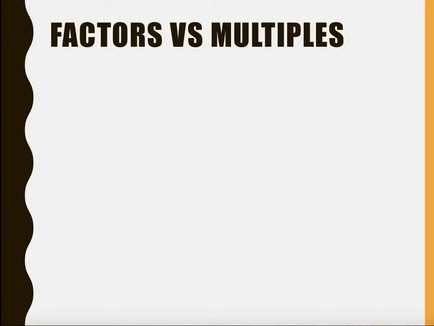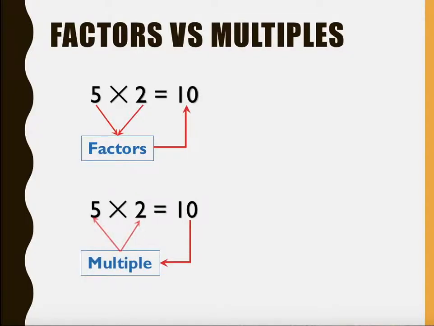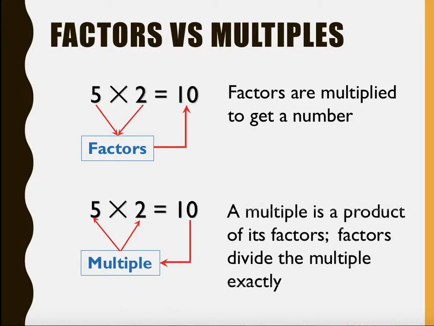Let's look at what factors versus multiples are. Now, when I say 5 times 2 is 10, then 5 and 2 are actually the factors of 10. Looking at it the other way around, we can also say 10 is a multiple of 5 and 2. So factors means we are multiplying them to get a number, and a multiple is a product of its factors. And both of the two or more factors will be able to divide the number exactly, like 10 is divisible by both 5 and 2 exactly. So this is how you differentiate between the two.